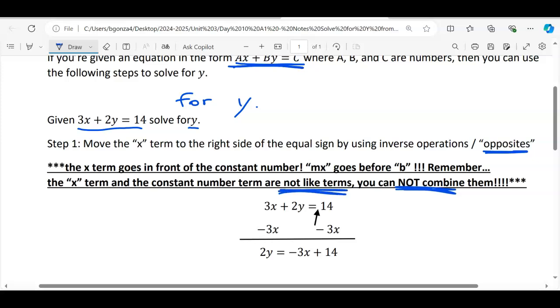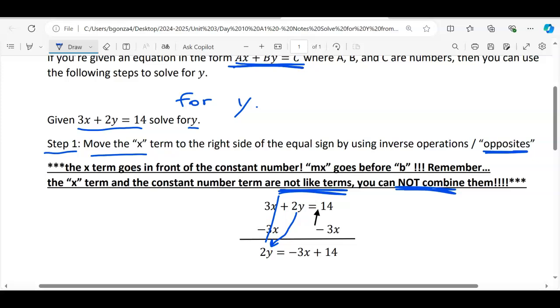So here's what I mean. I got my original equation here. I want to get y by itself. So step one is to move the x. So if I want to move a positive 3x, what's the opposite of positive 3x? Negative or minus 3x. So that's why there's a minus 3x here. If you do it on one side, you do it on the other side. And go ahead and do this part. Scratch out the 3x and the minus 3x. They go away. You bring down 2y equals, now look, this is very important.